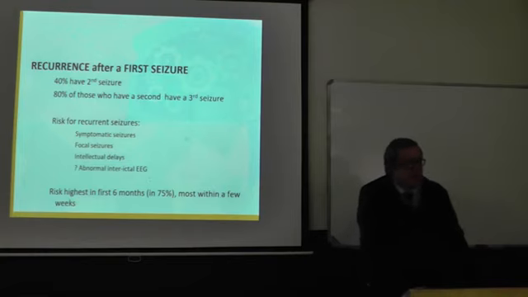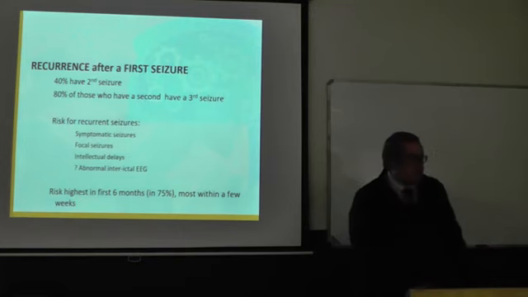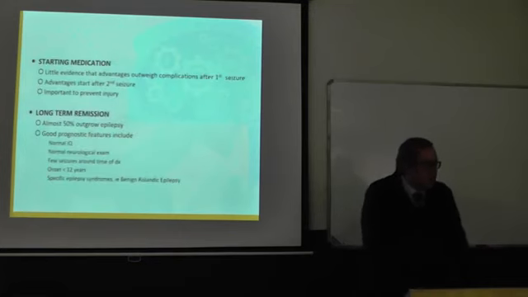The risk is highest in the first 6 months, so almost 75% of them will recur, and most within a few weeks. So it can be reassuring to parents to know these numbers. It is the natural course during childhood. So, as I said, there are clear advantages to starting after a second seizure.